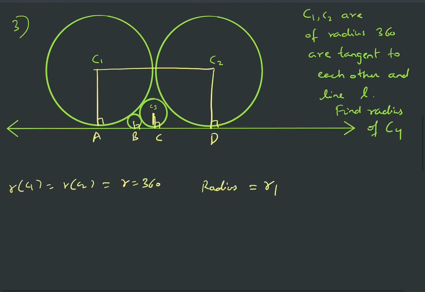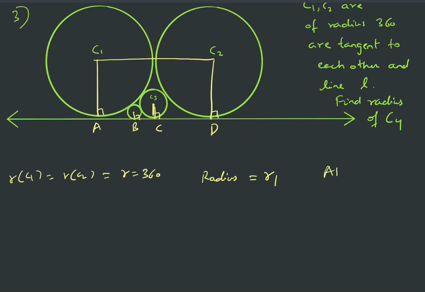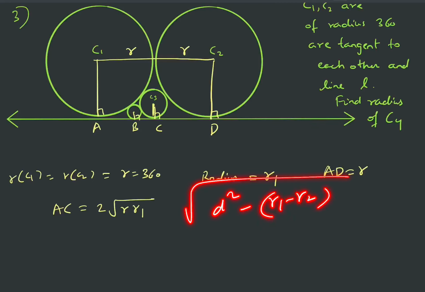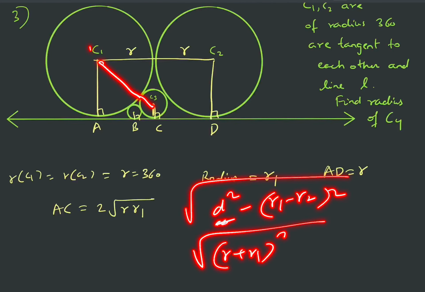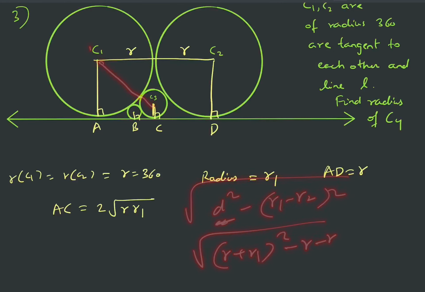So we know that AD is nothing but 2R, right? Because this is R and this is R. So AC is what? 2 root R R1, right? This is the length of the direct common tangent of two circles touching externally. You can use the formula that is d square minus R1 minus R2 whole square. But since they are touching externally, the distance between centers is nothing but R plus R1. So you will get R plus R1 whole square minus R minus R1 whole square.